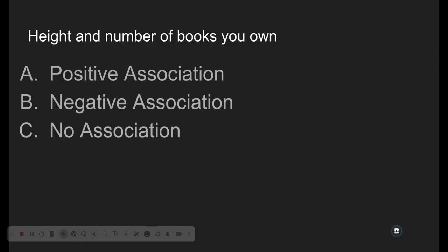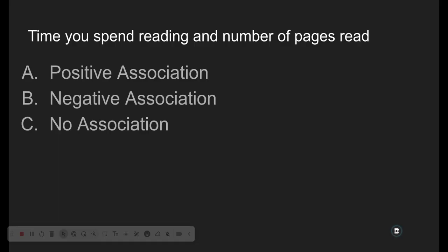If you chose C, you're absolutely right. There's no connection. You can be a shorter person and read a lot, or not at all, or a little, and you can be a taller person and do any of those things. There's no connection between those two variables.